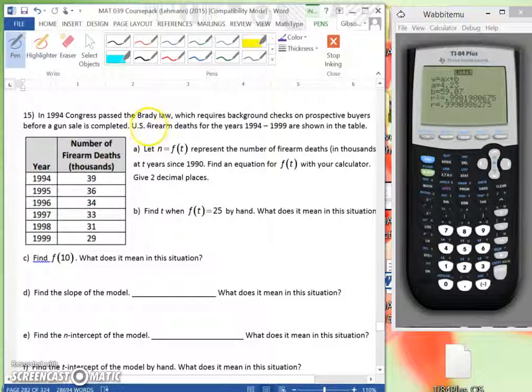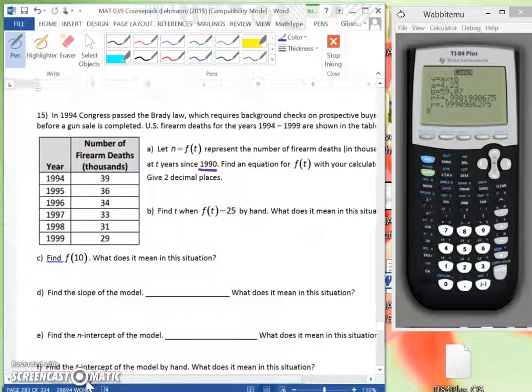It says in 1994, Congress passed the Brady Law, which requires background checks on prospective buyers before a gun sale is completed. U.S. firearm deaths for the years 1994 through 1999 are shown in the table. Let N equals F of T represent the number of firearm deaths in thousands at T years since 1990. Find an equation for F of T with your calculator. Give 2 decimal places.